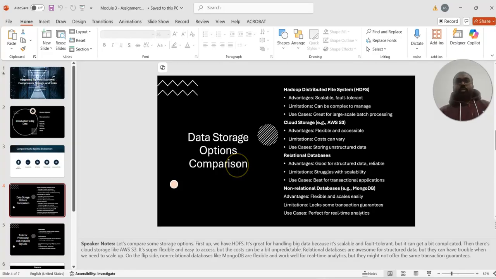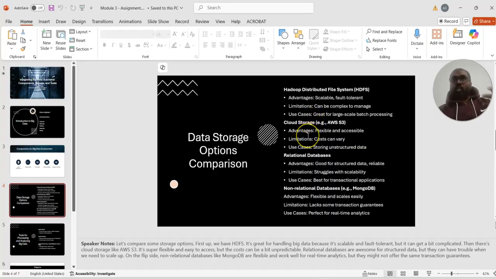Okay, next we move to data storage options. We have four different data storage options here. First is HDFS, the Hadoop Distributed File System. It's scalable and fault tolerant, but it is a little bit complex. It's not easy, and it's good for large-scale data.